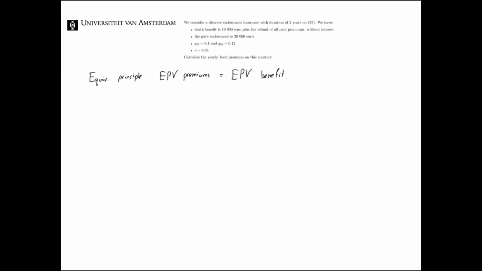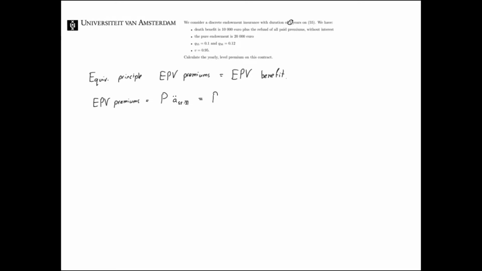We assume that the premiums are paid throughout the term, and in this case, the term is 2 years, as stated here. Therefore, the EPV of the premiums is going to be P for the premium that we have to calculate, multiplied by payments of 2 years for life age 55. So it's going to be at the start of the year, so we have the small a double dot, life age 55 for a term of 2 years, and this is the expected present value of this.